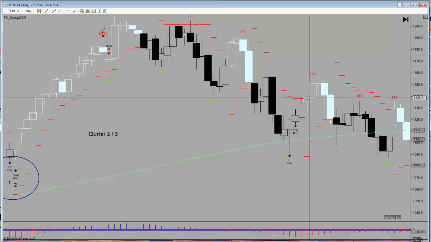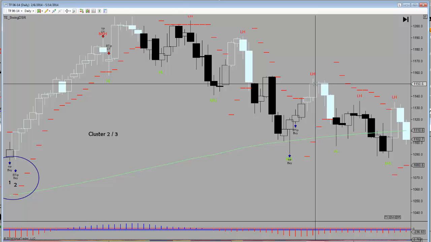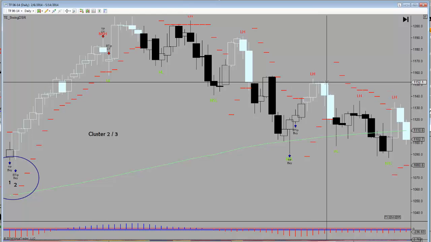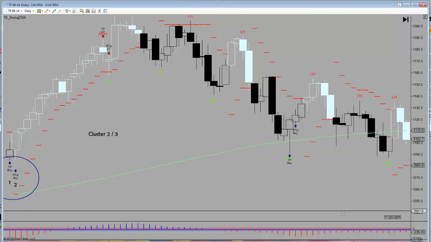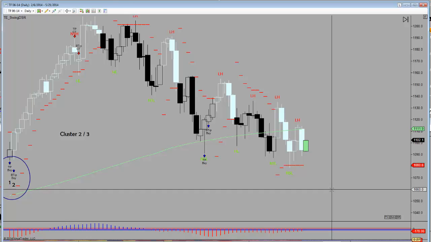You can see right here, if we buy the open of the next bar after the white, and again, for those of you that trade futures intraday, buy the open, 1139, you see that we had an 11-point move that day, topped out, and then rolled back over. Let's tighten this up. And that puts us right back where we are right now.